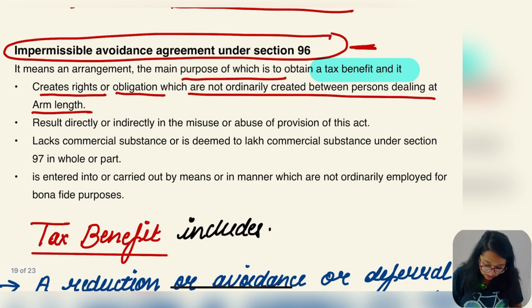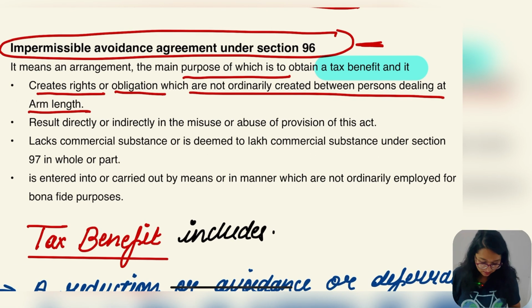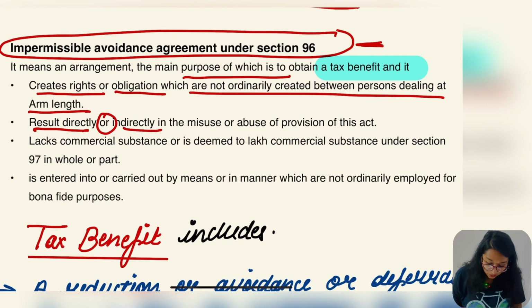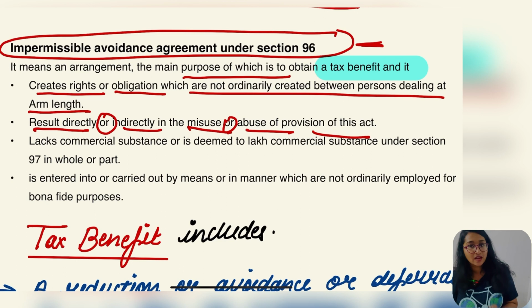Is it clear? So this is the first condition written in the impermissible avoidance agreement, which means creating any rights or obligations which are not ordinarily created between persons dealing at arm's length. It results directly or indirectly in misuse or abuse of the provisions of the Act, just because the assessee wants to take the tax benefit, which directly or indirectly results in misuse or abuse of the provisions of the Act.